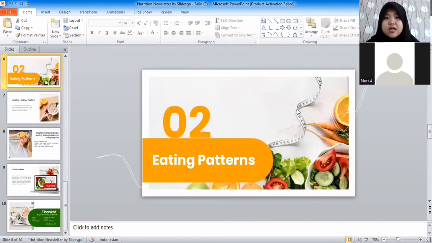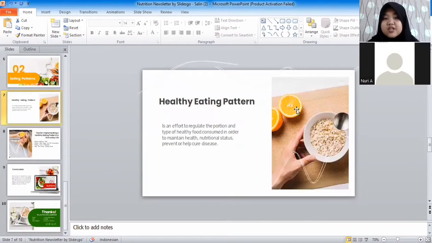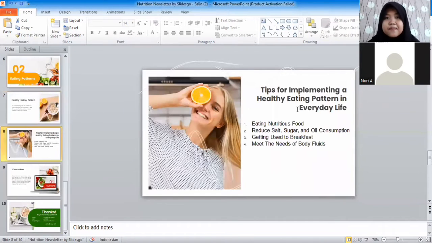Next, eating patterns. A healthy eating pattern is an effort to regulate the portion and type of healthy food consumed in order to maintain health and nutritional status, and to prevent or help cure disease. Next, tips for implementing a healthy eating pattern in everyday life. Number 1, eat nutritious food. Number 2, reduce salt, sugar, and oil consumption.